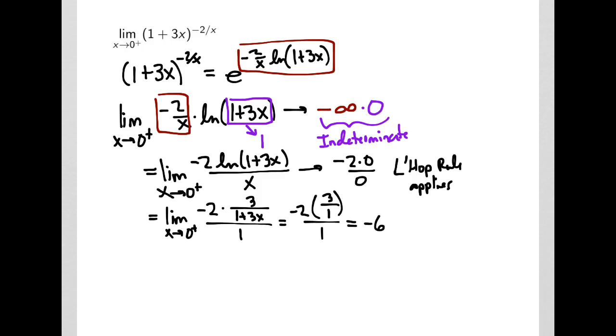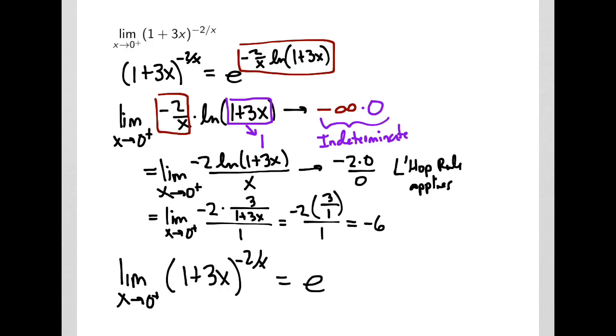So now the limit of the original function, the limit as x goes to 0 plus of 1 plus 3x to the negative 2 over x, must be equal to e to the negative 6th.